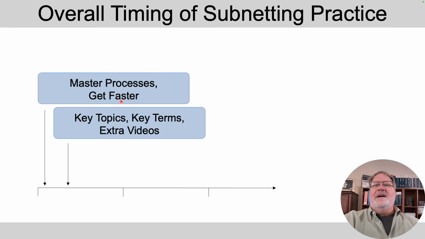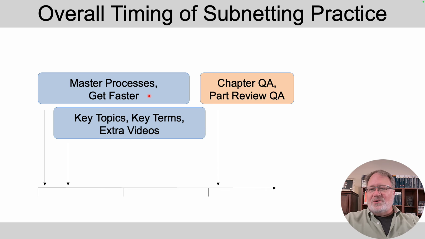All right. And then once you're getting better and faster, then maybe do some review of key topics, key terms, maybe those extra videos. So this is your timeline, and those are your first 2 things. But once you begin to get to the point where you think, I know these processes, I'm fast enough, then circle back to the chapter and part review Q&A.